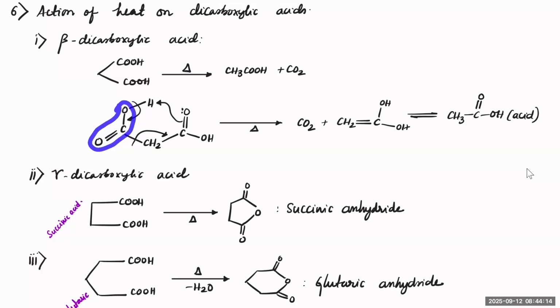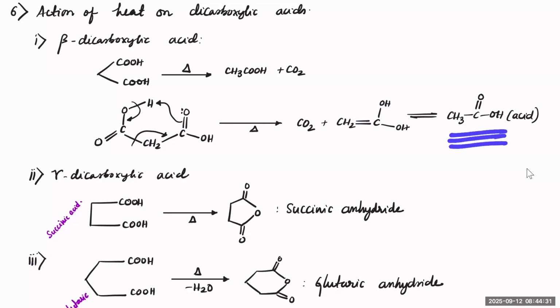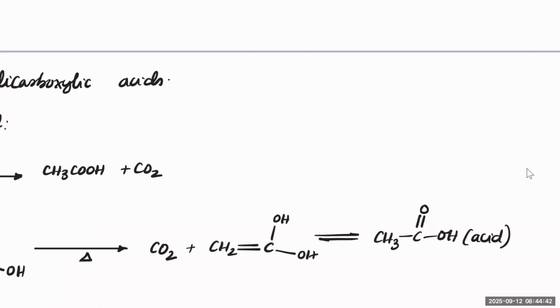This part will convert into carbon dioxide, and this part will convert into CH2 double bond C with OH and OH, correct? This is the enol part, ene plus ol, enol. Enol will convert into the keto part. So what are we getting? Carboxylic acid. In short, wherever you have a beta position group, you just remove it and convert that into acid. Let me show you a few examples also.